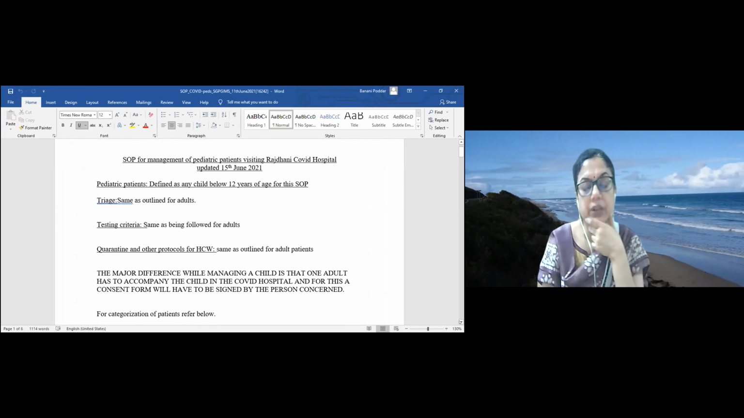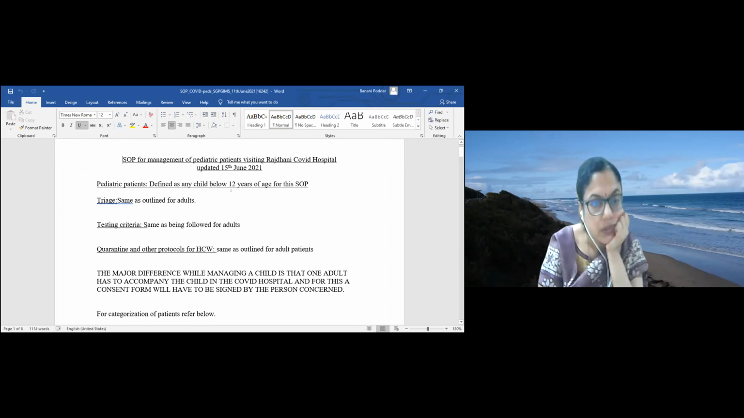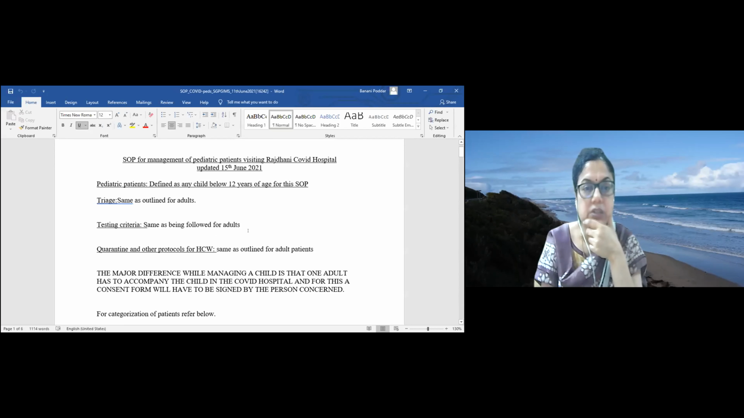As we have all agreed, RCH2 will be the place where we look after the children and those who are below 12. So up to 12 will come here and 12 to 18 will go there. So there is no difference in triage. We are hoping that we will not have a triage in RCH2, but we'll have to convince the director for that. Testing criteria, same. Quarantine, other protocols, same.